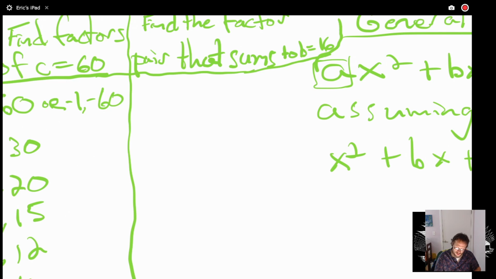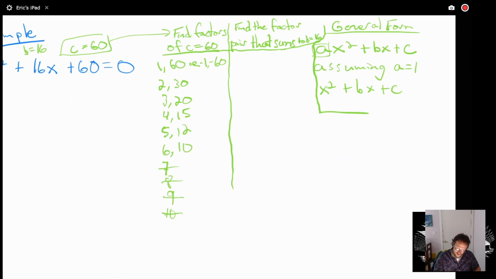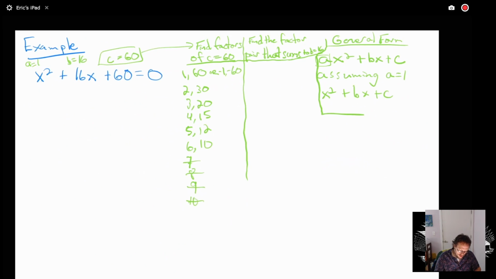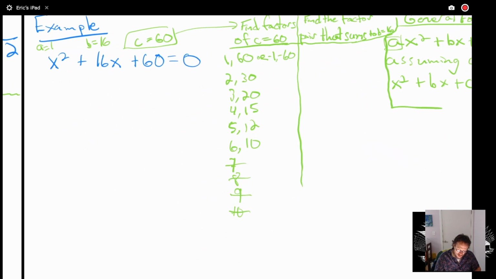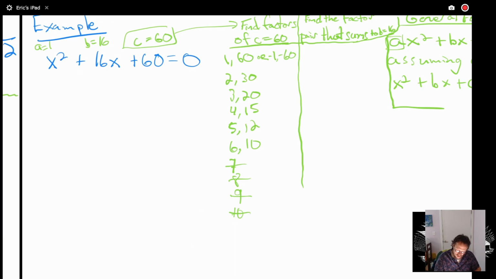Okay, and let's do that. I shouldn't have put that general form over there. It's too squished in. But anyways, hopefully you get the idea. So now I'm looking for the sums of each of these factor pairs. 1 plus 60 is 61. No, that doesn't work. 2 plus 30, and negative 1 plus negative 60. Think of that too, but negative 61 is no better than 61, probably worse.